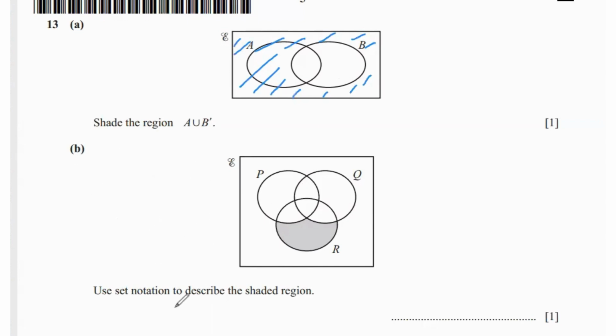Then part B says use set notation to describe the region given in the question. So the shaded region given in the question is going to be R intersection P union Q complement. Why? Because we can see that P and Q are not shaded at all, which means P and Q are not a part of the shaded region. So that means it's going to be a complement for that. So P union Q complement intersecting with R. So that's your answer.